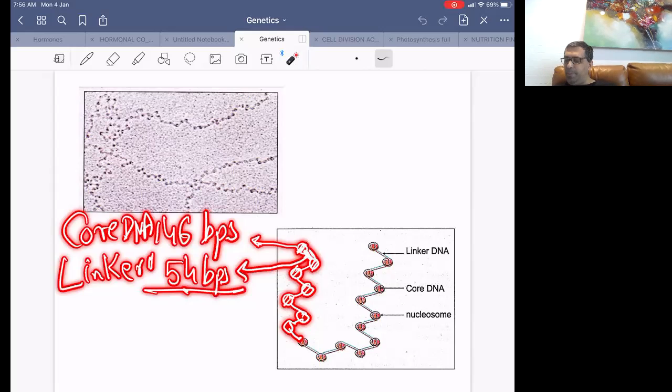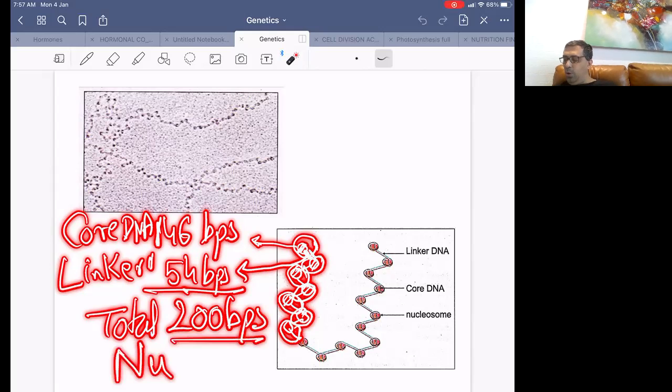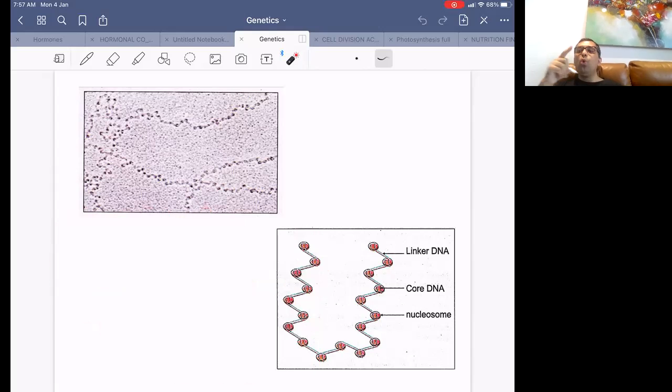So totally how many base pairs? 146 plus 54 is a total of 200 base pairs. So how much is this? 200 base pair, 200 base pair, 200 base pair. And that is the way 200 base pairs are found in one nucleosome. ऐसे कितने बेस पेयर्स 200 बेस पेयर्स, you have to find out how many beads are there. How do you calculate how many beads are there? This is some homework for you.